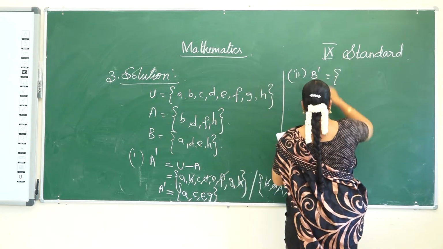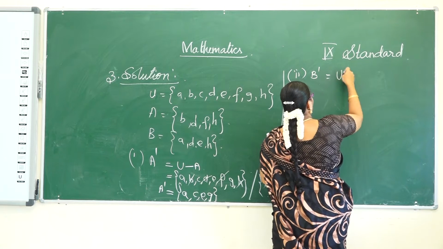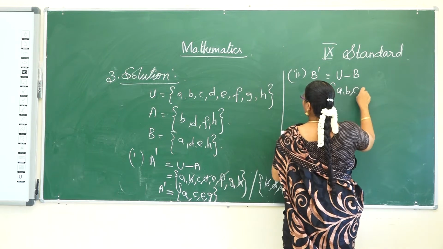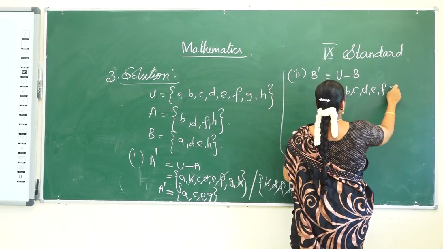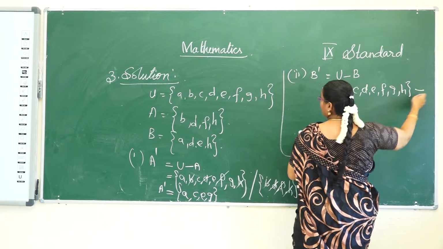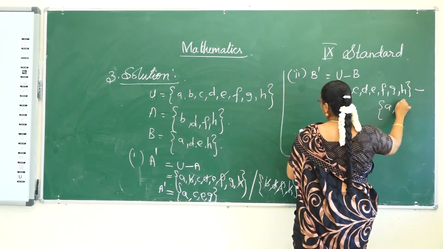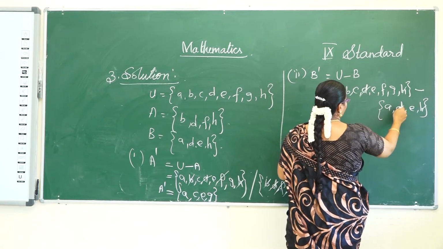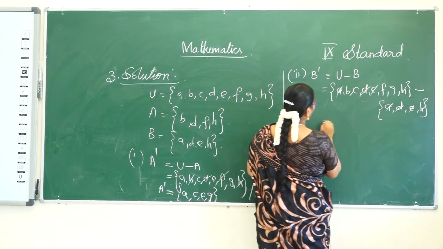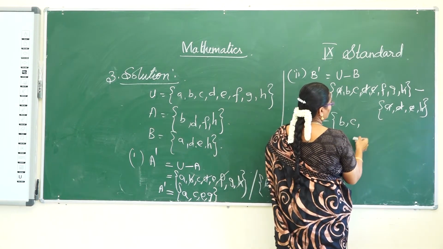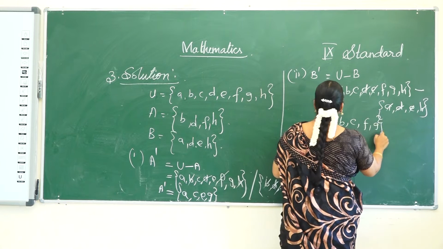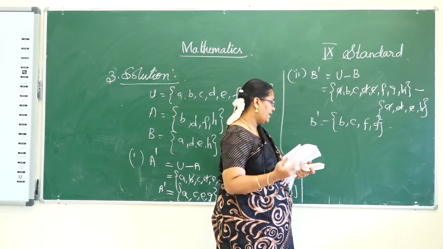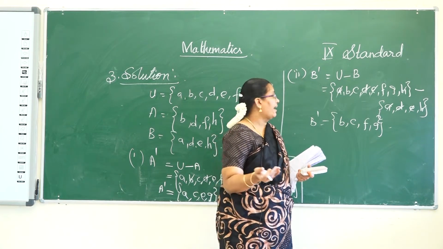So universal set difference B is: universal set A, B, C, D, E, F, G, H, difference of A, D, E, H. So the common ones will be cancelled, so remaining B, C, F, G. That is B dash. Okay. And the remaining third one, A dash union B dash, you can easily write.